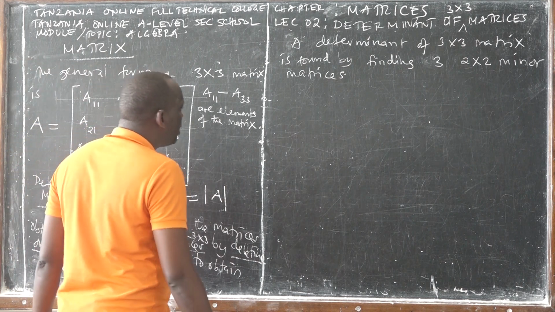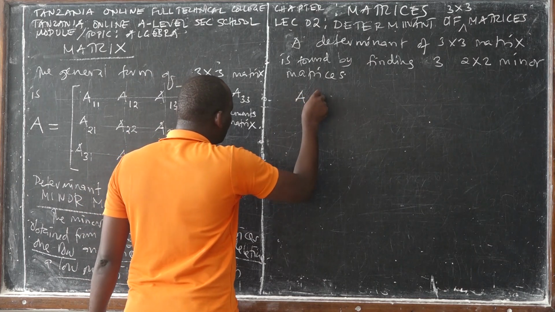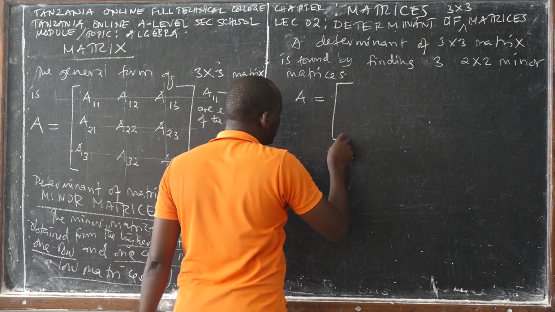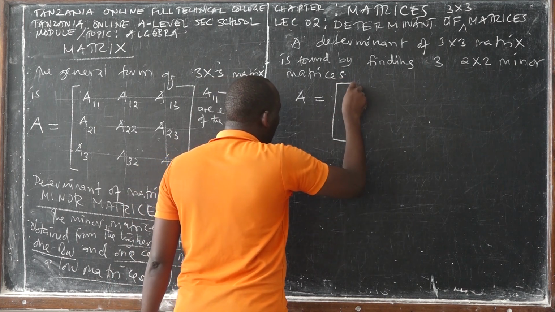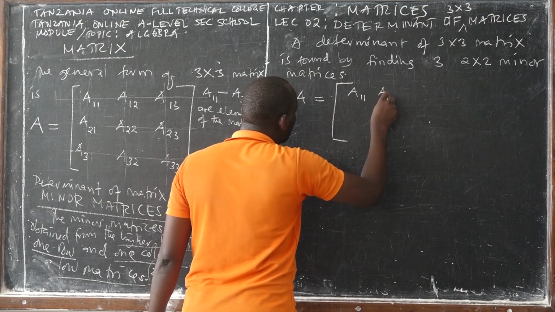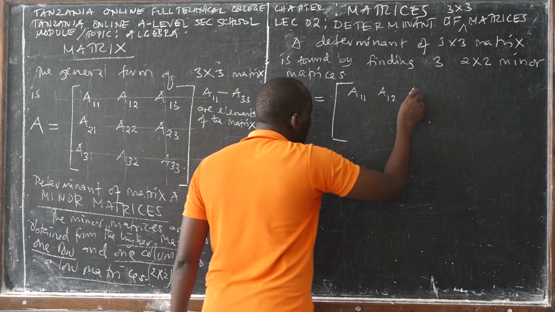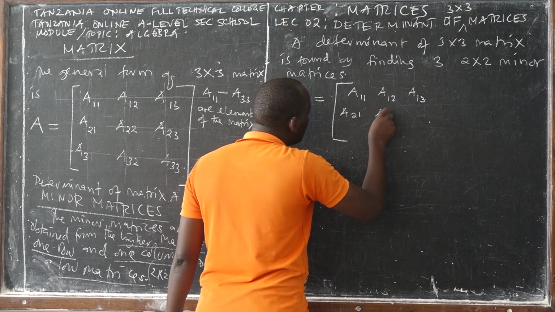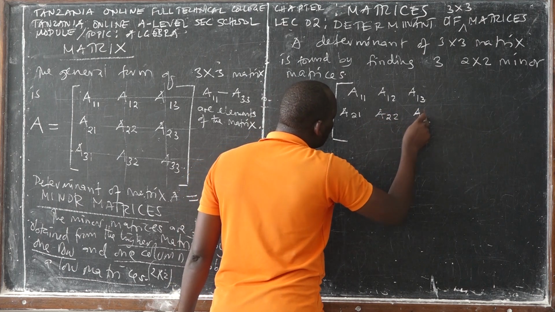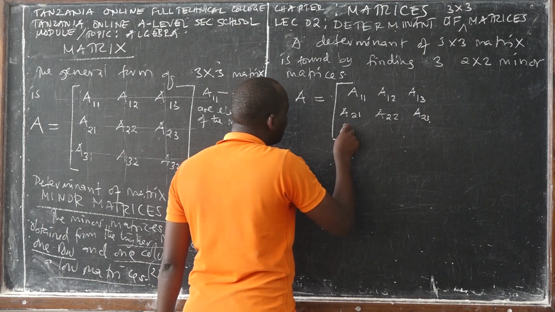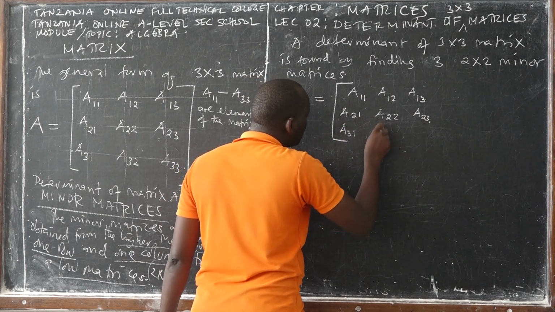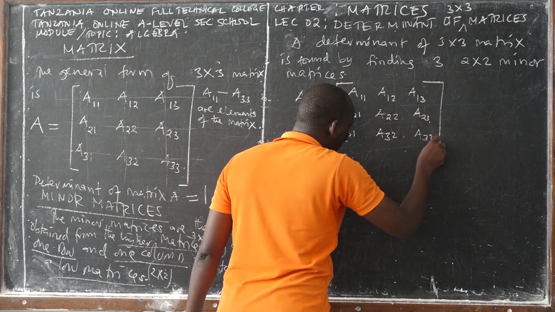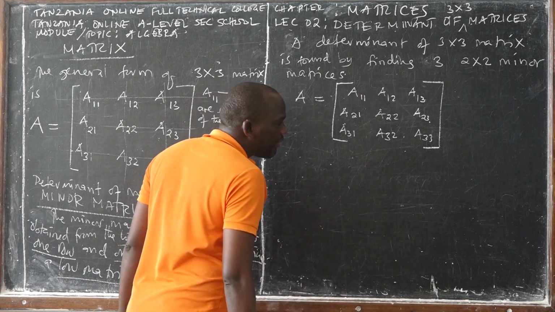So, if that's the case, we say that from matrix A we have our elements A11, then A what? A12. Then A what? A13. Then you have A what? A21. Then A what? A22. Say it loudly. A what? A23. Then you have A what? A31. Then A what? A32. A what? A33. So listen carefully. How do we find a minor matrix?